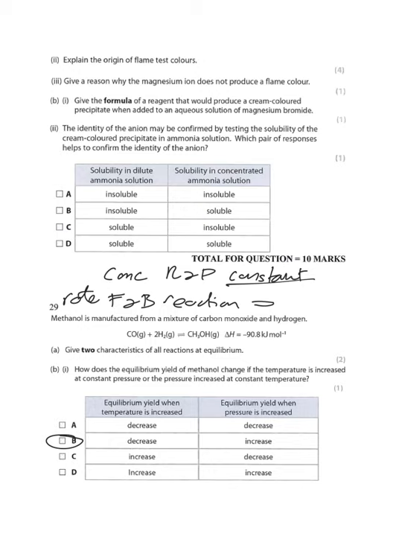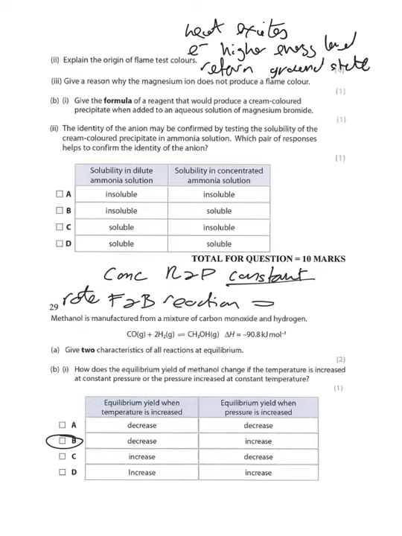Then explaining the origins of the flame test colours, we've got the idea that heat excites electrons, which move to a higher energy level, and as they return to ground state, they release the energy as light.